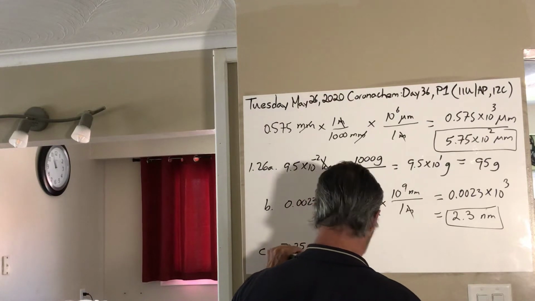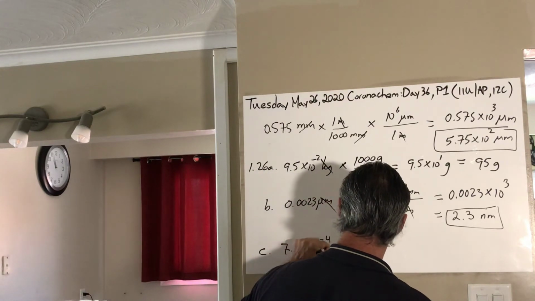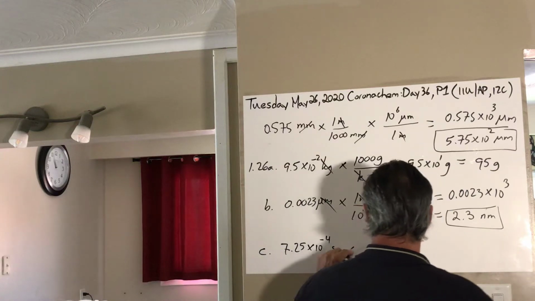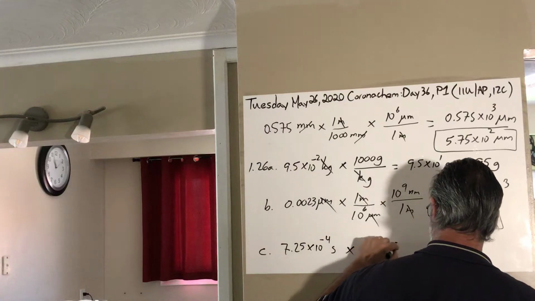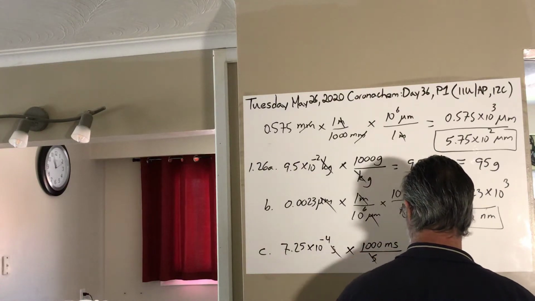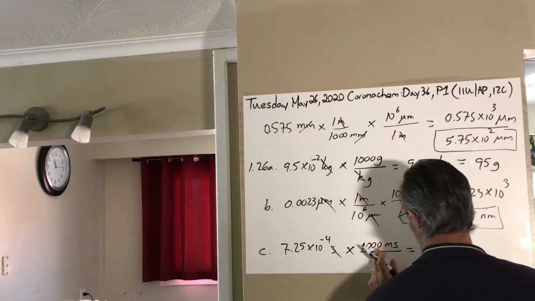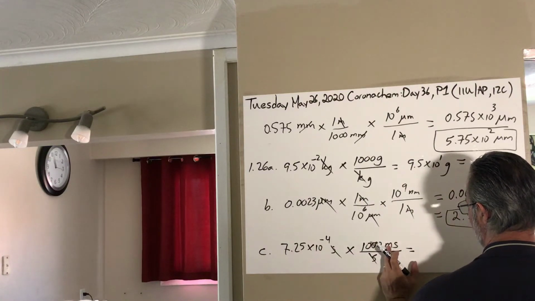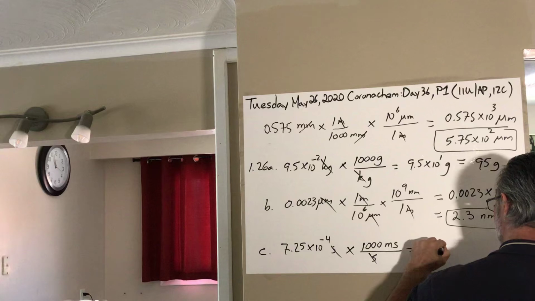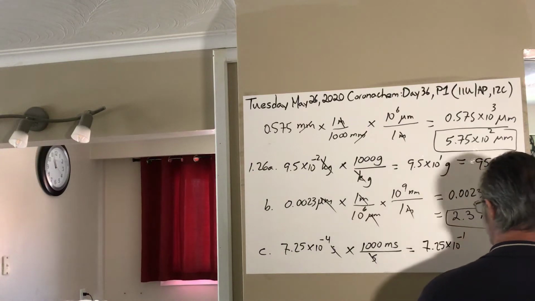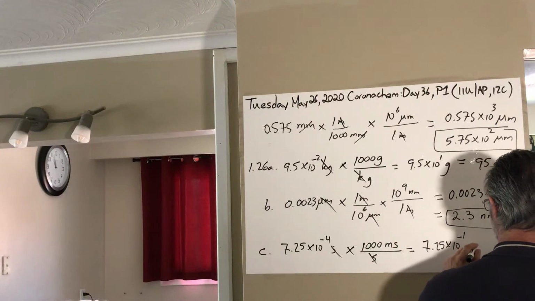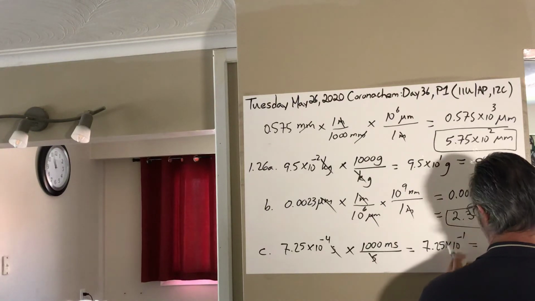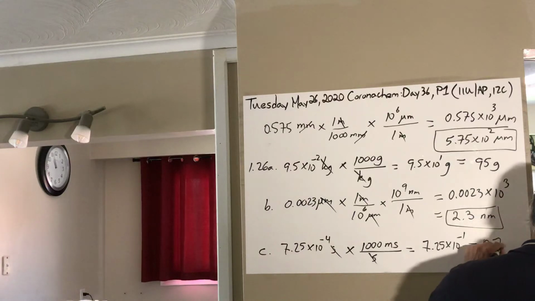7.25 times 10 to the negative 4 seconds. You're asked to convert it to milliseconds. There are 1,000 milliseconds per 1 second. Seconds cancel. This is 10 to the 3. So 10 to the negative 4 times 10 to the positive 3 gives you 10 to the negative 1. So 7.25 times 10 to the negative 1. This becomes, it's like 1/10, so this becomes 0.725 milliseconds.